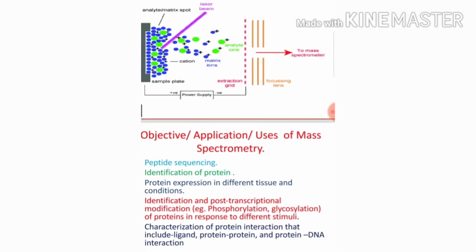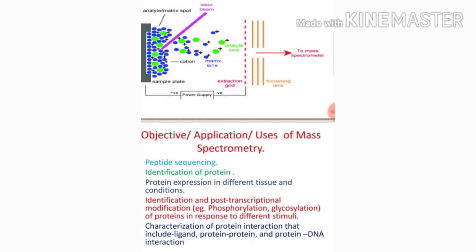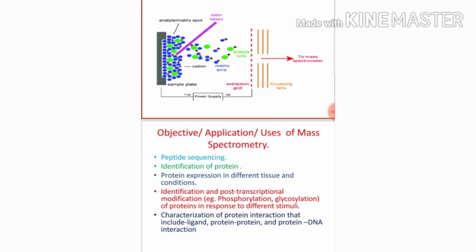Next is the characterization of protein interaction. During the characterization of protein interaction, there may be a change in the interaction of the protein with different proteins, in protein-ligand interaction, and in protein-DNA interaction. How they are interacting with different biomolecules should be studied with the help of this mass spectrometry.